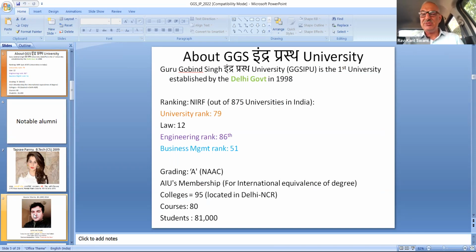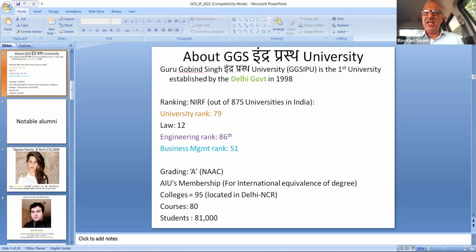Then the rankings. When we talk about the rankings, there are various magazines which keep on providing rankings, but then we have to see which rankings are correct and which are not. Say, for example, I'm not going to discuss with you the rankings given by India Today or Times of India. I'm going to talk about the rankings which are provided by some government agency which is authentic, which is genuine. So NIRF is National Institutional Ranking Framework, which is a government agency.